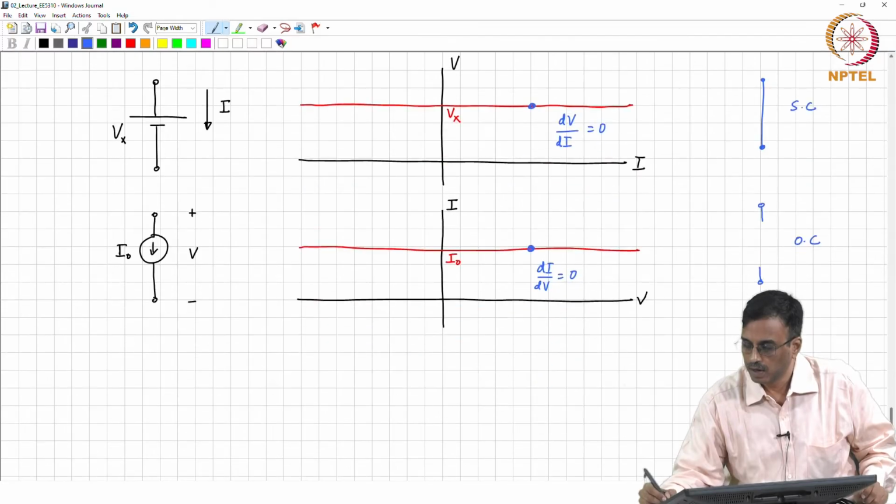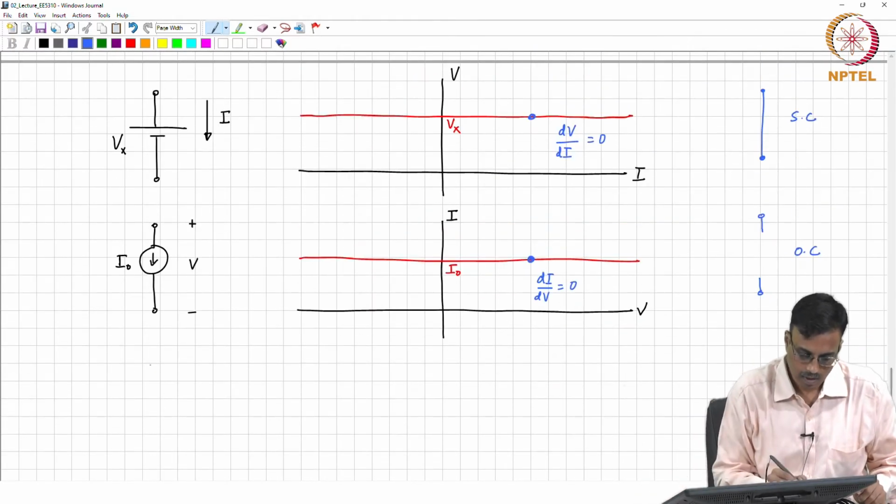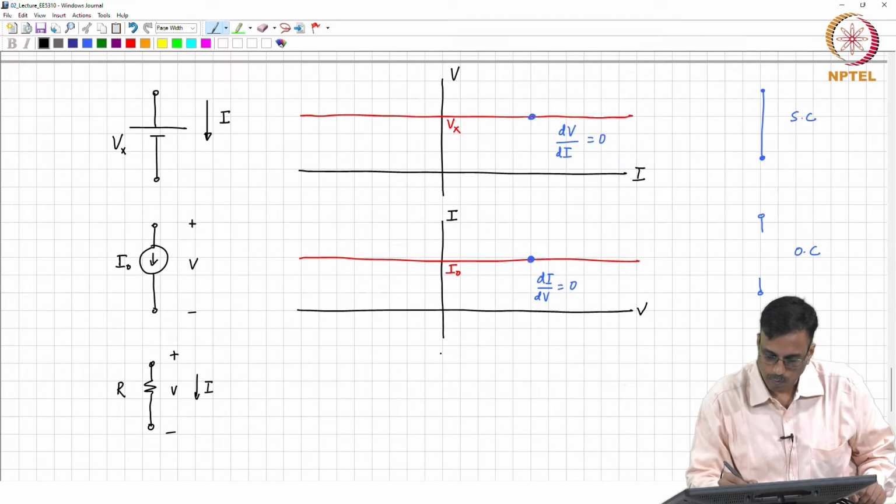All right. The next thing is a resistor. So, this is V, this is I. If I plot V versus I, what do we get?